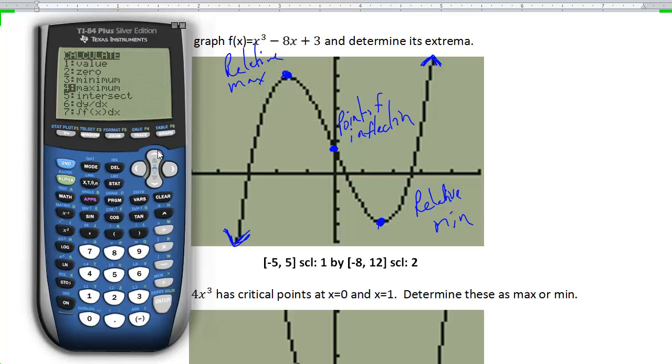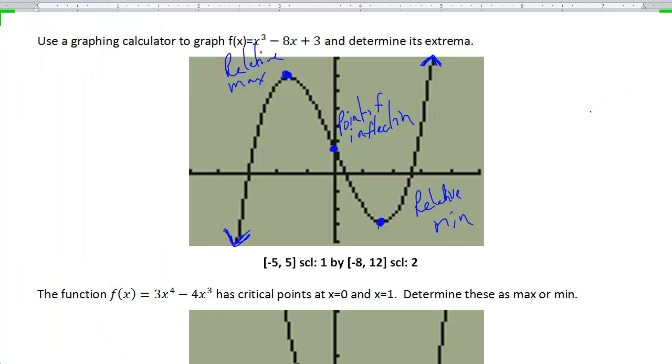And then I'll ask it for a minimum. Again, left bound, right bound, and the guess, and about positive 1.6. So that's how you can use your calculator to try to identify the relative maximums and minimums. Let's take a look at another one.